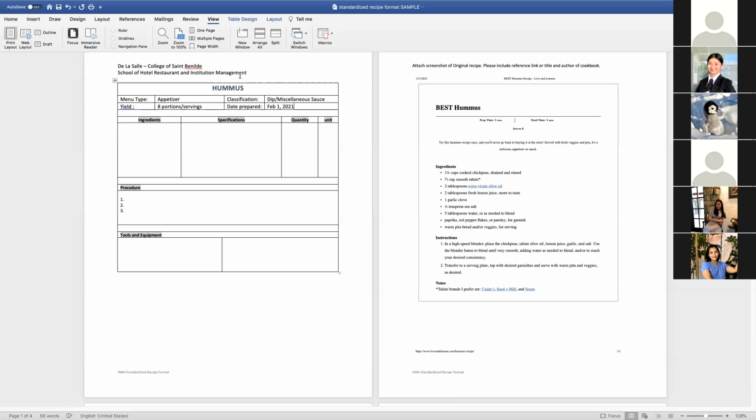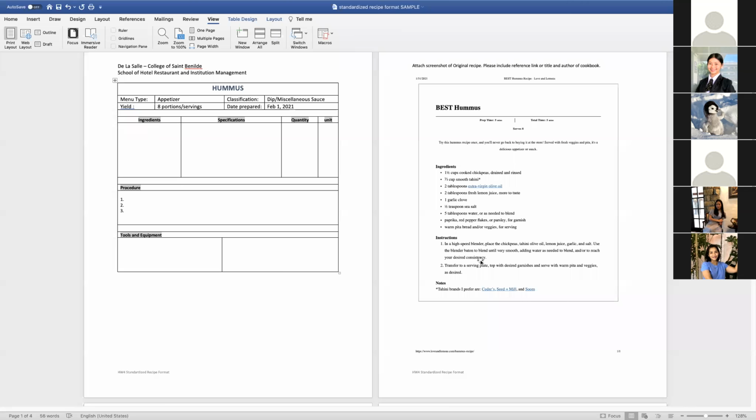By the way, the format here can differ depending on the establishment. I am just following Andrew's Cafe's format by Chef Jester Arellano, just for uniformity purposes. So let's look at the ingredients.